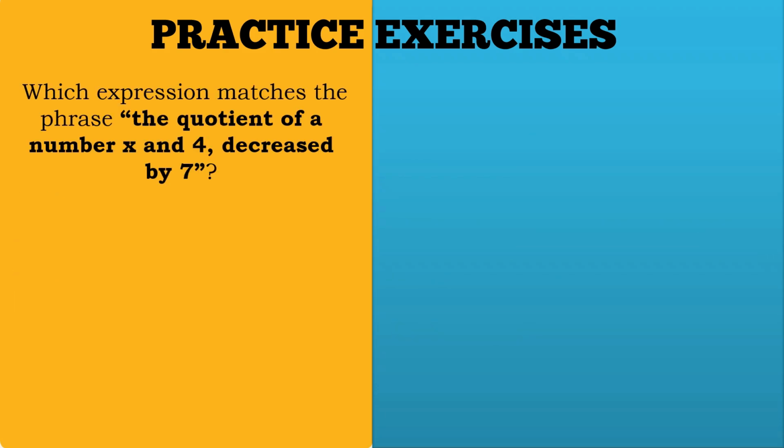Which expression matches the phrase, the quotient of a number x and 4 decreased by 7? A. 4x minus 7. B. X divided by the quantity of 4 minus 7. C. X divided by 4 minus 7. Or D. 7 minus x divided by 4. What do you think the answer?